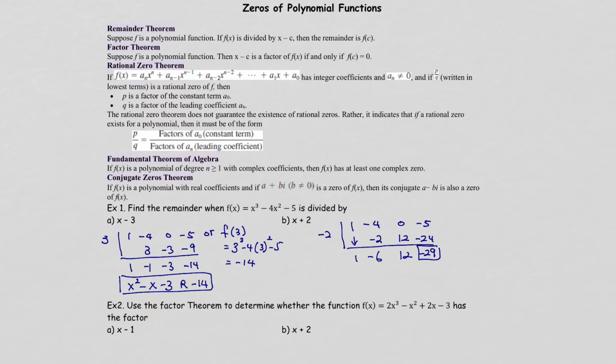So this means if you did f of negative 2, so replace all the x with negative 2 in the f of x function, you will get negative 29. So that's what the remainder theorem means. When you replace x plus 2, negative 2, into the function, your remainder will be the same. And for the factor theorem, because this is not 0, x plus 2 is not a factor of f of x.